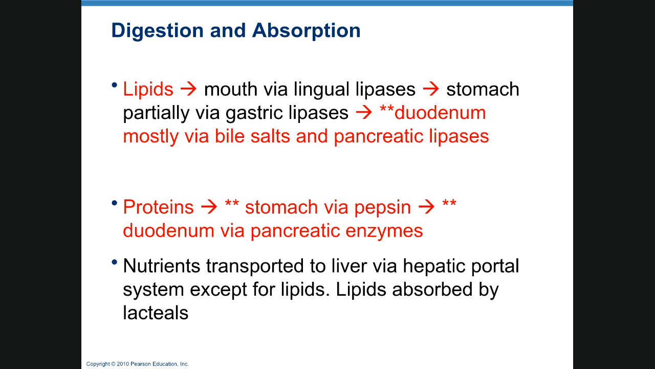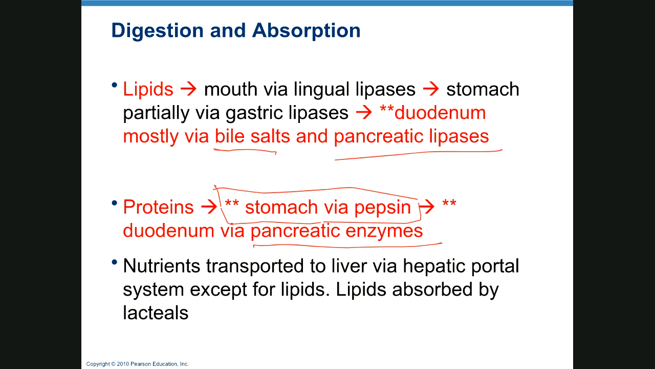Digestion of lipids, there's a little bit of it in the mouth due to the action of lingual lipases. And again, a little bit in the stomach, there's a little bit of gastric lipases. However, the bulk of the lipid digestion takes place in the duodenum, mostly by the actions of bile salts and pancreatic lipases. Protein digestion begins in the stomach via the actions of pepsin, and then in the duodenum via pancreatic enzymes.